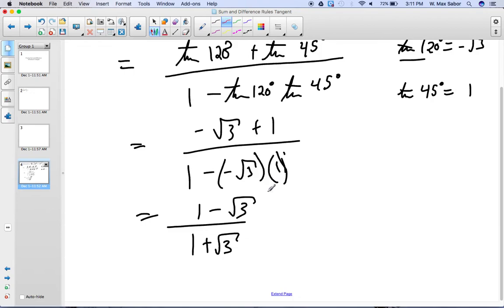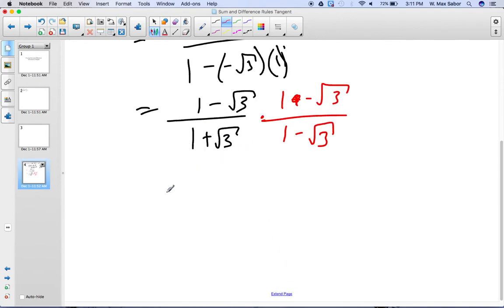This is not a great final answer. What I'm going to do instead is I'm going to multiply by 1 minus the square root of 3 over 1 minus the square root of 3 to rationalize the denominator. I took the conjugate of 1 plus square root of 3 and multiplied by that in the numerator and denominator. So that will become what?